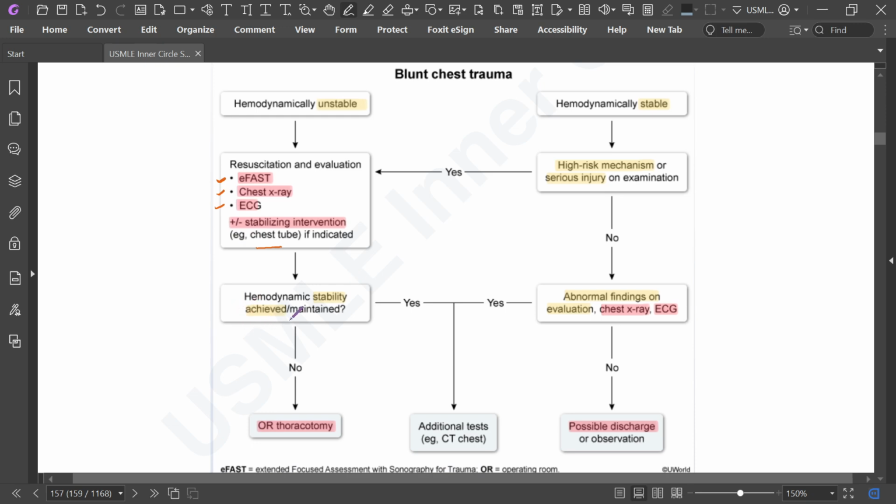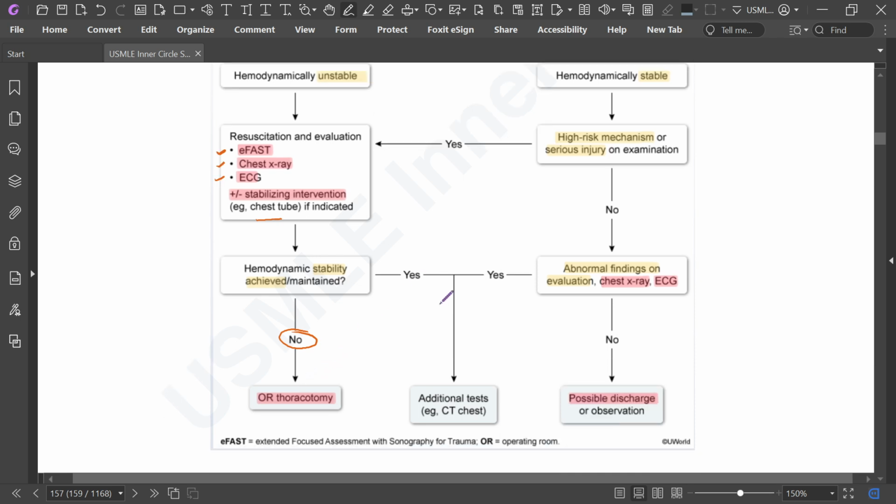If hemodynamic stability is achieved or maintained, fine. If not, take the patient to the OR for thoracotomy.